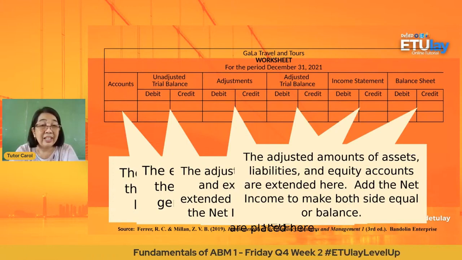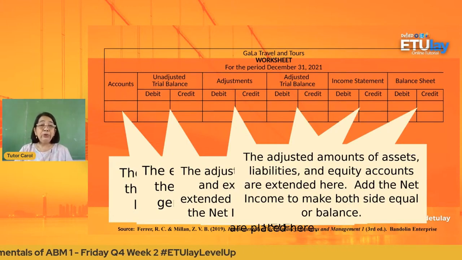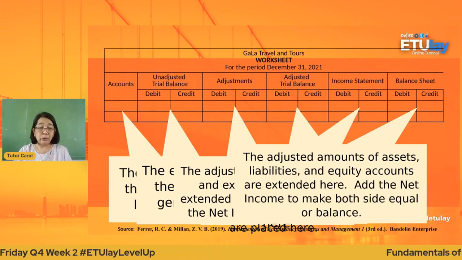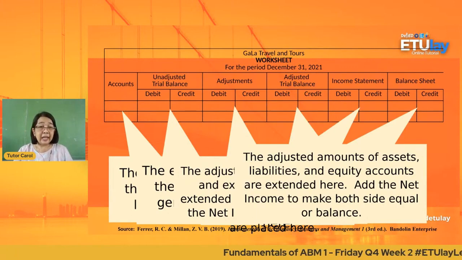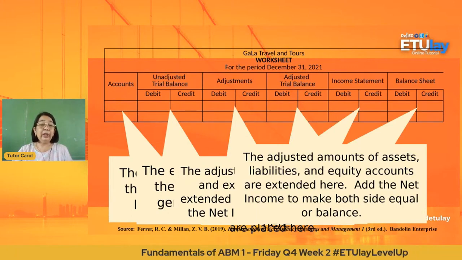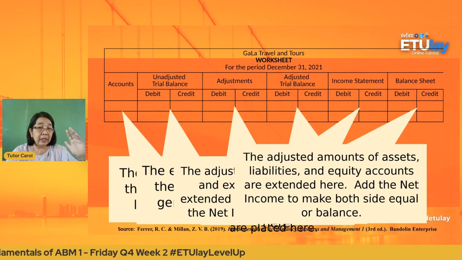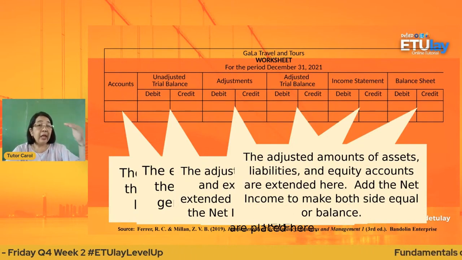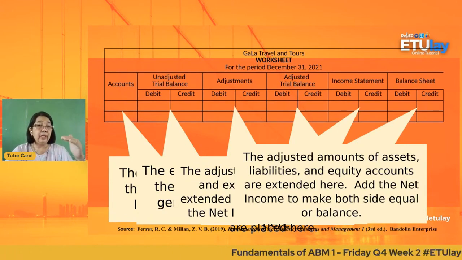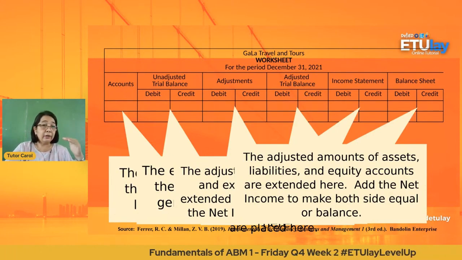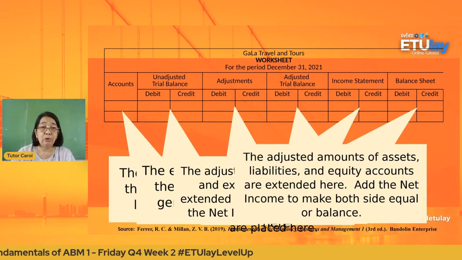For the first column, ang ilalagay natin dyan ay yung accounts. We will put there all the accounts we used, yung accounts na nasa ledger natin, ilalagay natin dyan lahat. Ang arrangement niya, assets muna, and then liabilities, and then equity, capital, and then equity, drawings, and then revenue and expenses. Yun ang ilalagay natin sa first column.